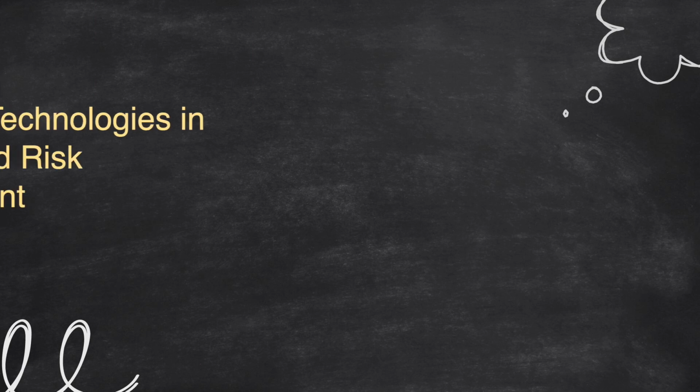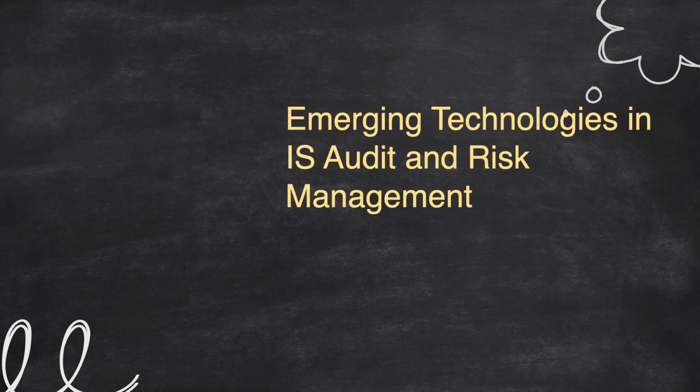Friends, first we'll discuss some emerging technologies in IS audit and risk management. Friends, in today's digital world, emerging technologies play a big role in how we manage risks and keep our information system safe. Artificial intelligence and machine learning help us spot unusual patterns that could signal a problem, while big data analytics help us find trends and potential risks in the large amount of data.